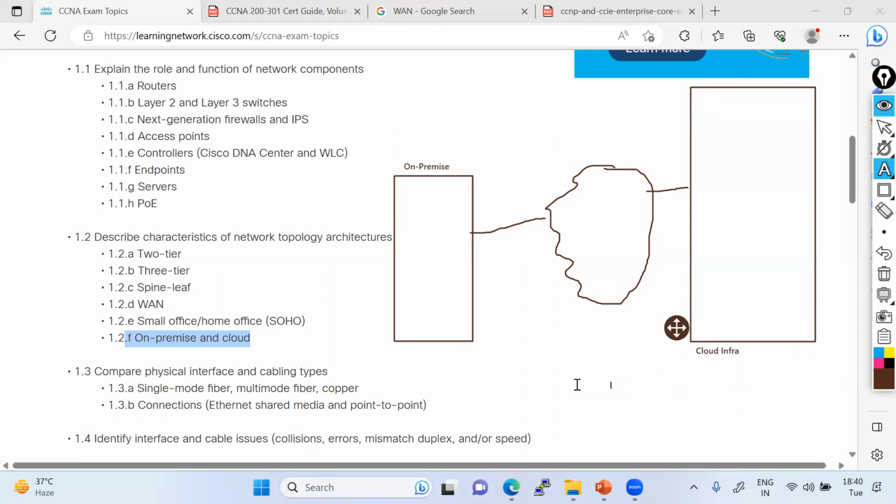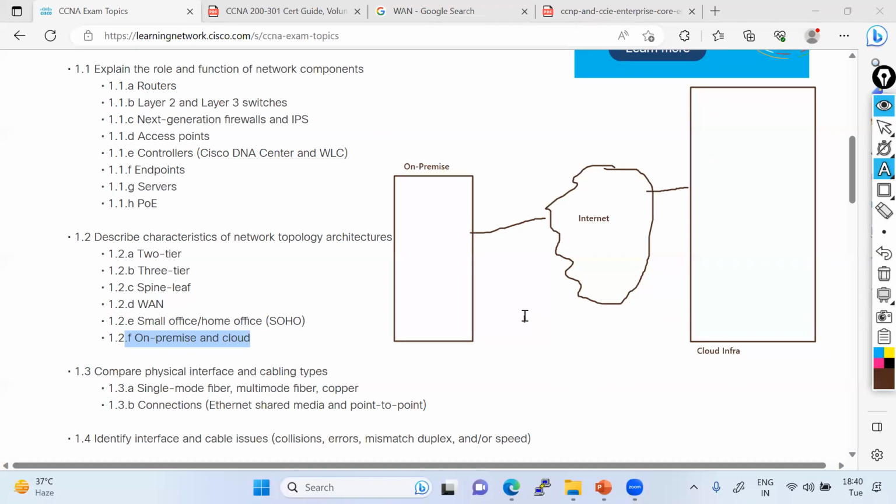So first we have to understand what is the on premise, right? And what is the cloud? And in between we just think about the internet. Okay. So what is the meaning of the on premise? So if I am talking about the on premise, right?